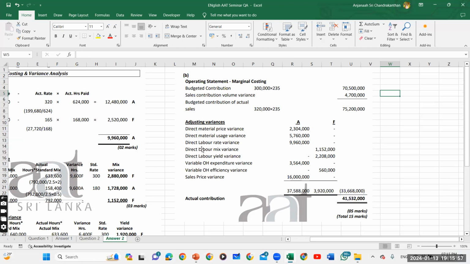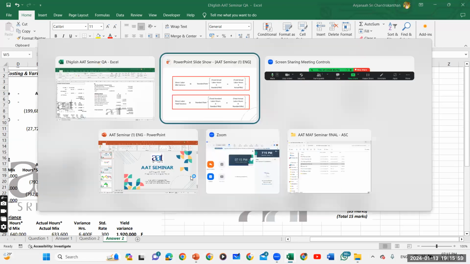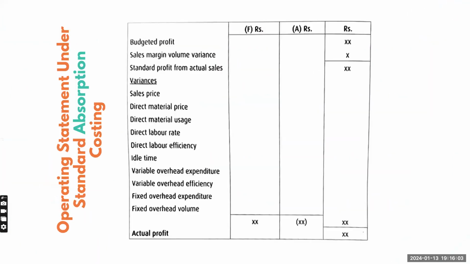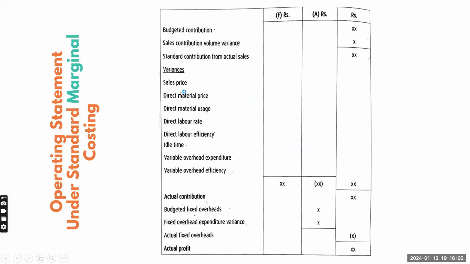the variances. You have to adjust the variances. Remember the format, okay? Given in this slide, okay? Remember the same format. So you take the sales price variance, direct material price, usage, labor rate, labor efficiency, idle time, overhead, and all that.